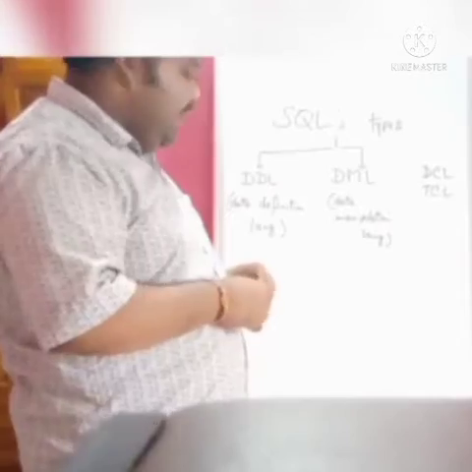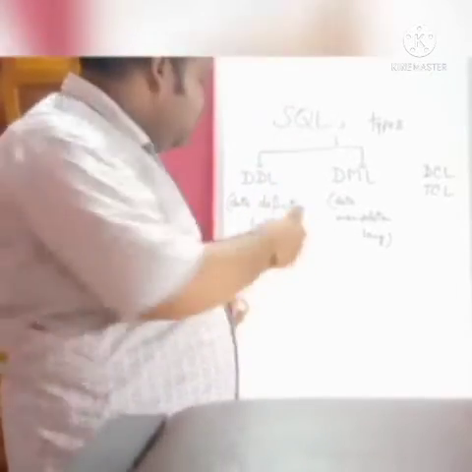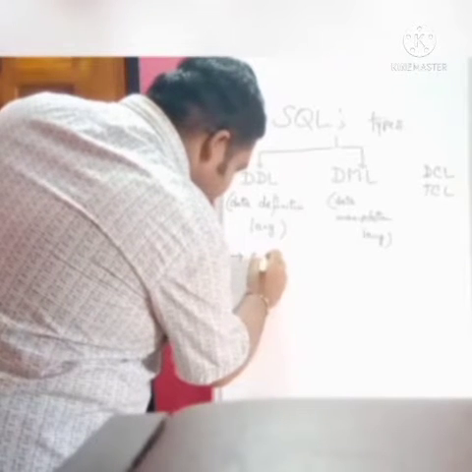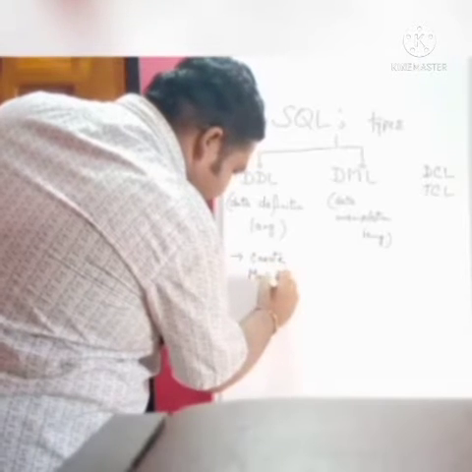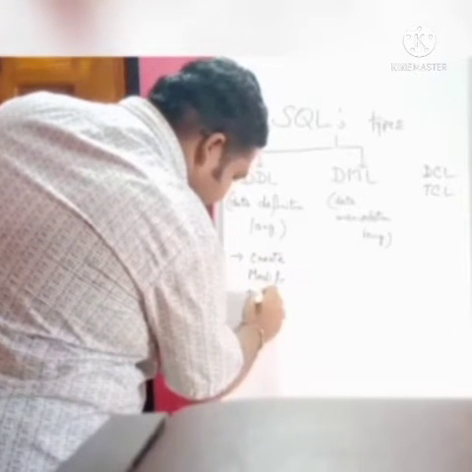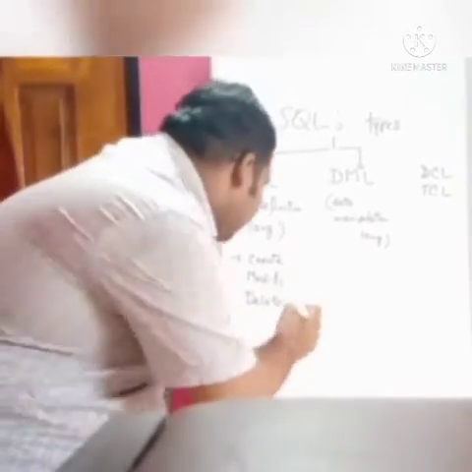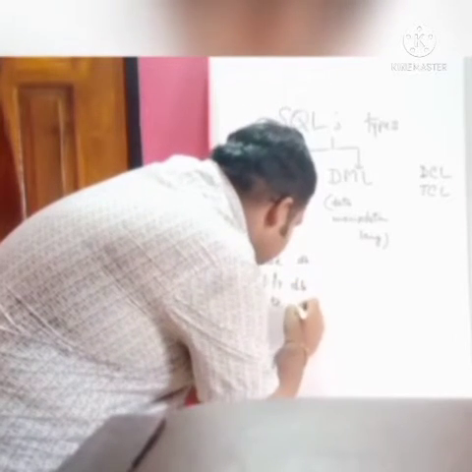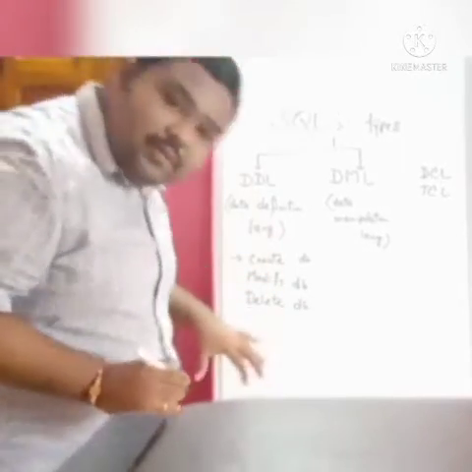So what do we do with the help of DDL? DDL is a type of SQL. With this DDL, we can create, we can modify, we can delete the databases. You can create a database, modify the database, and you can delete the database. So with DDL, these are possible.